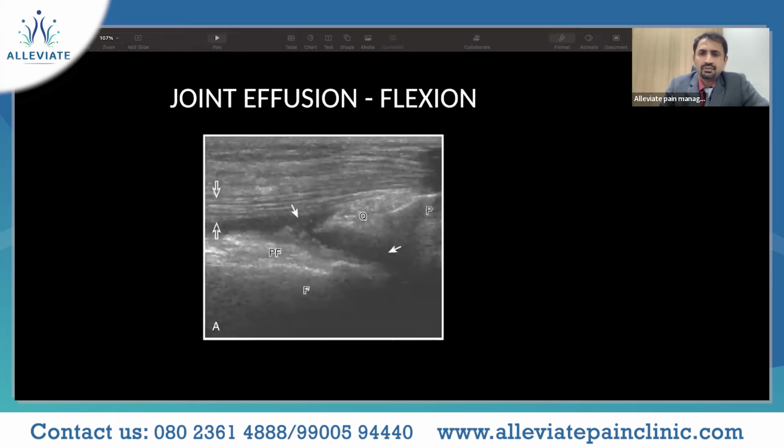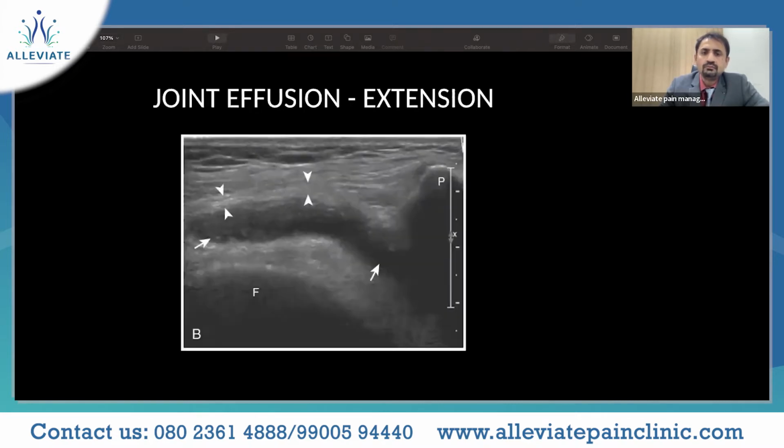Next, coming to joint effusion, this is in a flexion of about 30 degrees. Here you can see the quadriceps tendon coming and attaching to the patella. You can see the prefemoral fat pad, the quadriceps fat pad, and the femur. This is the area where you can see the effusion, minimal effusion in this case, an anechoic area which you can appreciate.